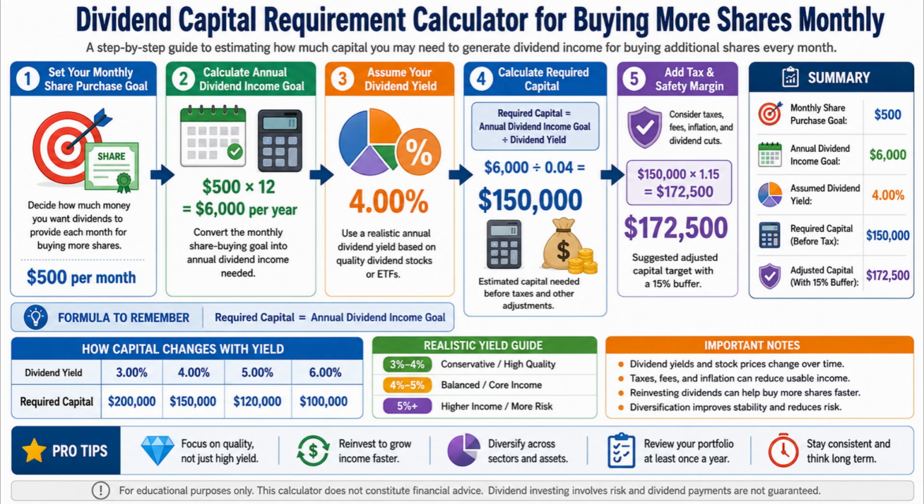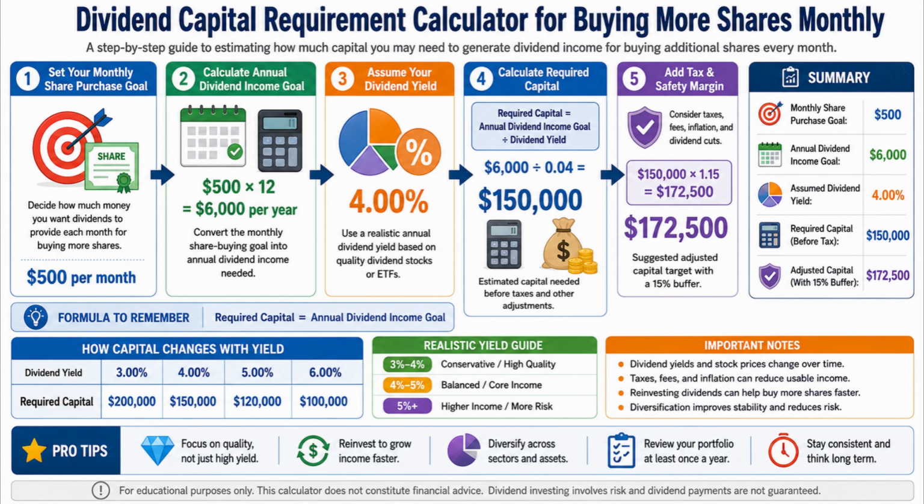At the same time, focus on investment quality rather than selecting stocks only because they offer a high yield. Companies with stable earnings, reliable cash flow, manageable debt, healthy payout ratios, and consistent dividend histories may provide more sustainable income over the long term.